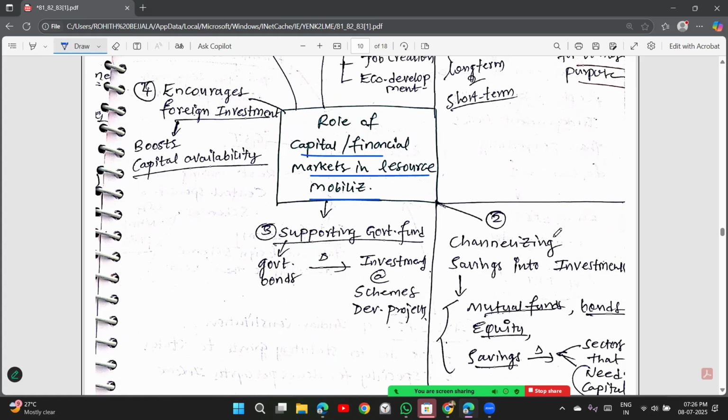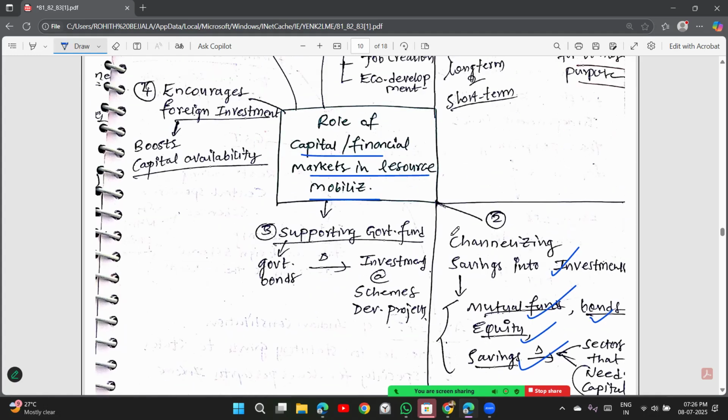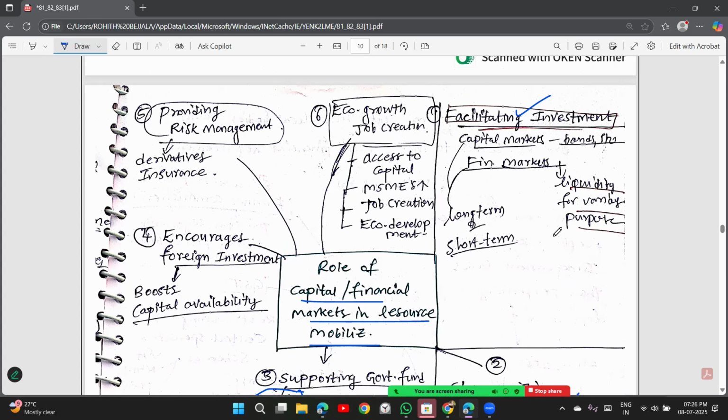Next one is that it will channelize savings into investments. Whatever savings the people are doing, they will be depositing in the bank, and that bank will be giving loans to certain companies, and those companies will invest in infrastructure projects. There are many ways to do that: mutual funds, bonds, equity, savings, etc. And also the government funds eventually turn into investments. So that is there. And the fourth point is foreign investments.